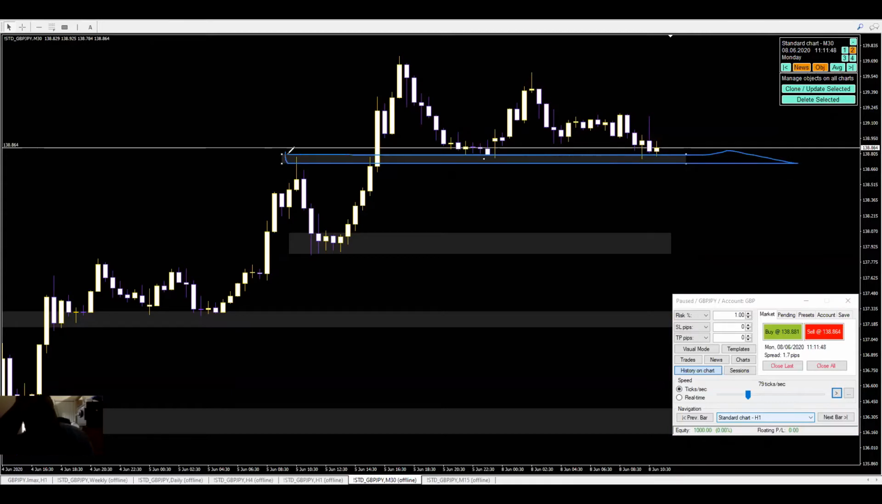The reason why I drew it like this in this circumstance is because of this body right here and this wick over here. I'm trying to make an area where both meet, because you never want to make an exact line, since it could end up not being met. Everything's always a zone.